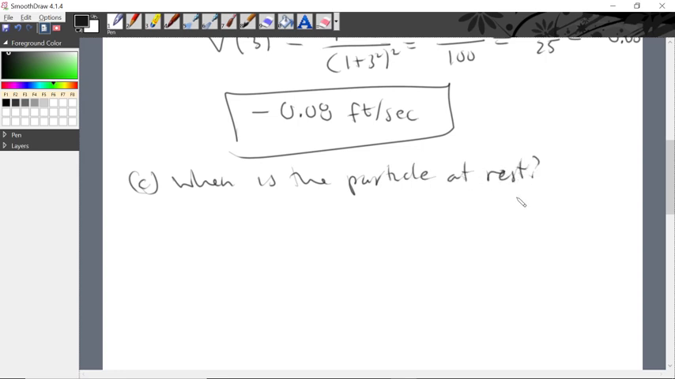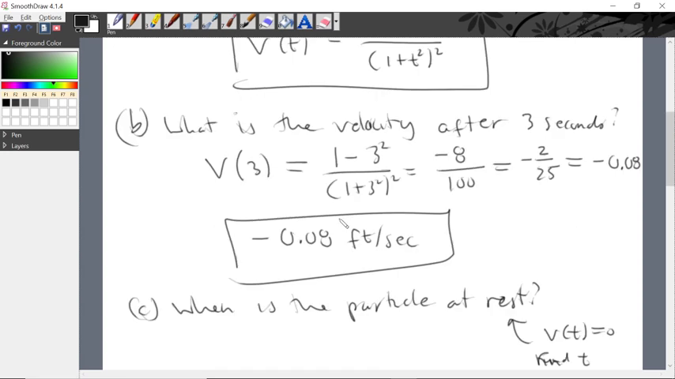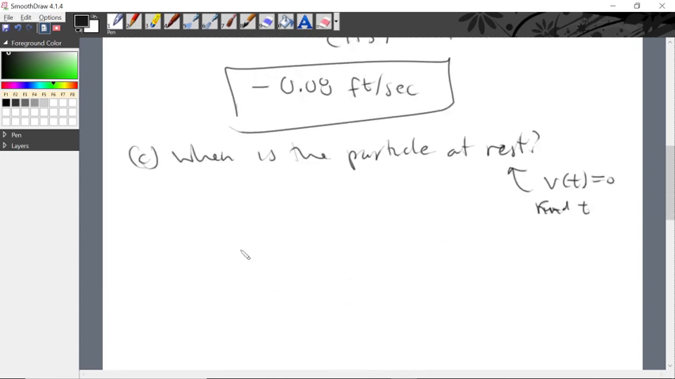Well, it's at rest when it is not moving. It is not moving when the velocity is equal to 0. So this is asking us to set the velocity function equal to 0 and solve for t that make this statement true. Okay. So v of t is equal to 1 minus t squared over quantity 1 plus t squared, squared. So we set 1 minus t squared over the quantity 1 plus t squared, squared equal to 0. That would answer the question when the particle is at rest.